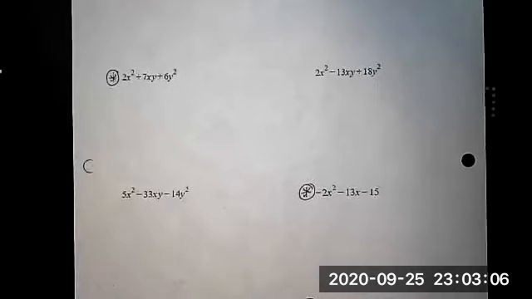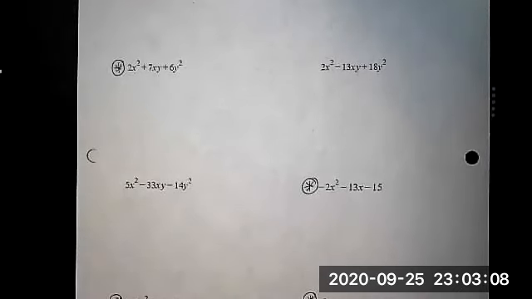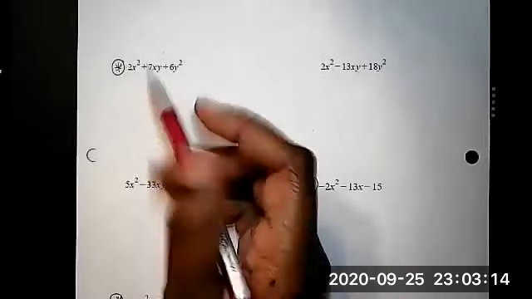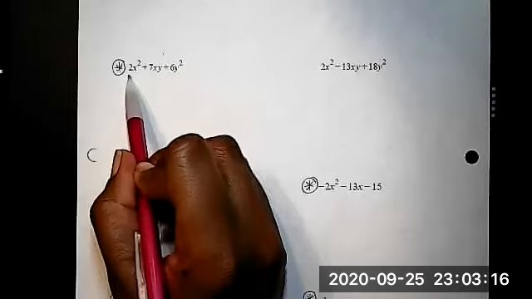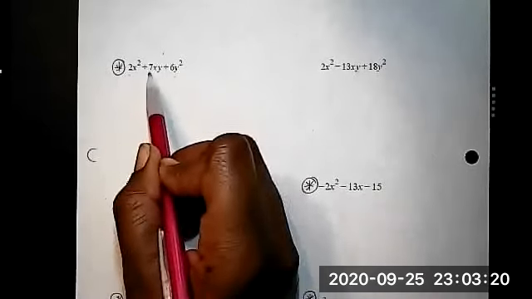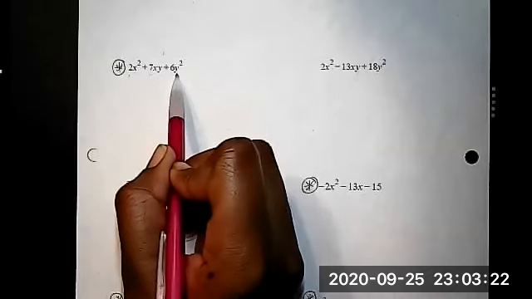Okay. All right. So we're looking here. This is the first one that has a little x on it. 2x squared, 7xy, 6y squared. Can we factor anything out of those three? It doesn't look like it.